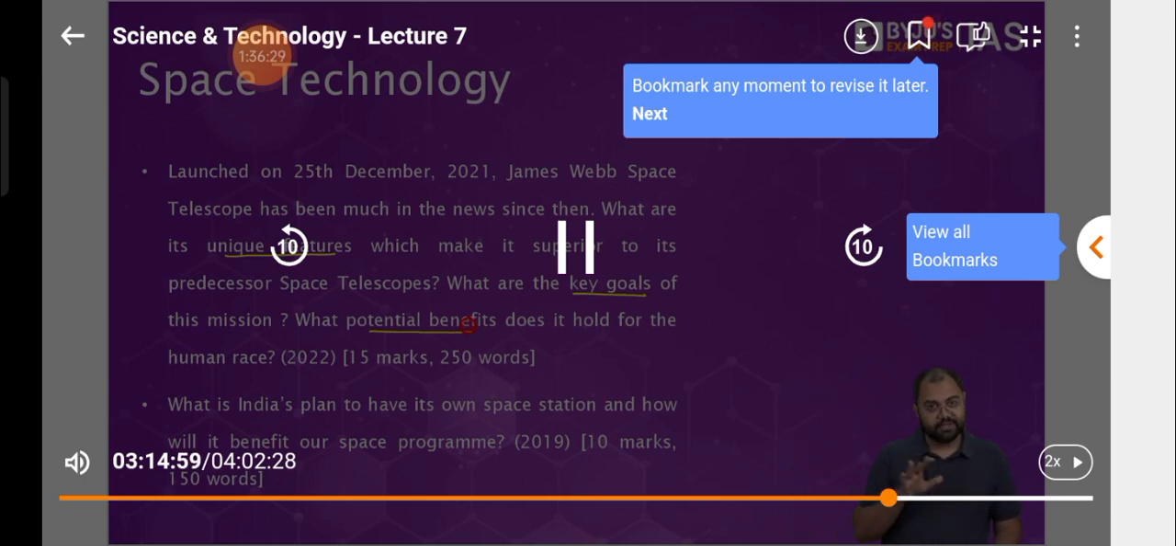So a simple question, it was related to current affairs of 2021-22, and expectedly a question came from there. But just remember that there are three parts to this question. First is about the unique features: how is it superior to other telescopes? What are the key goals of the mission? And what are the potential benefits that it has? So there are three parts to this question.